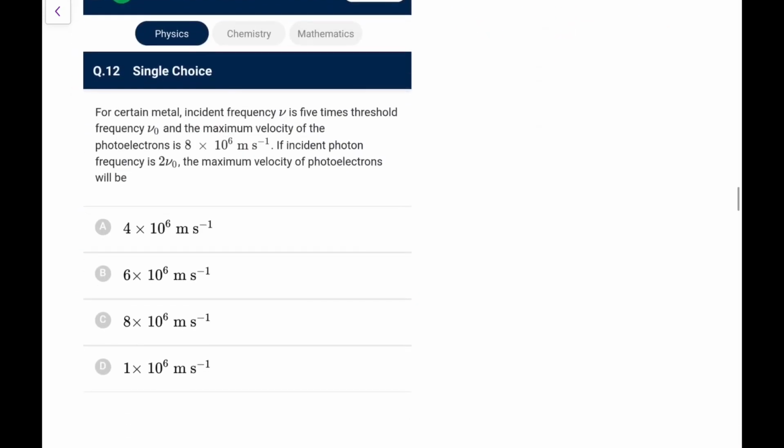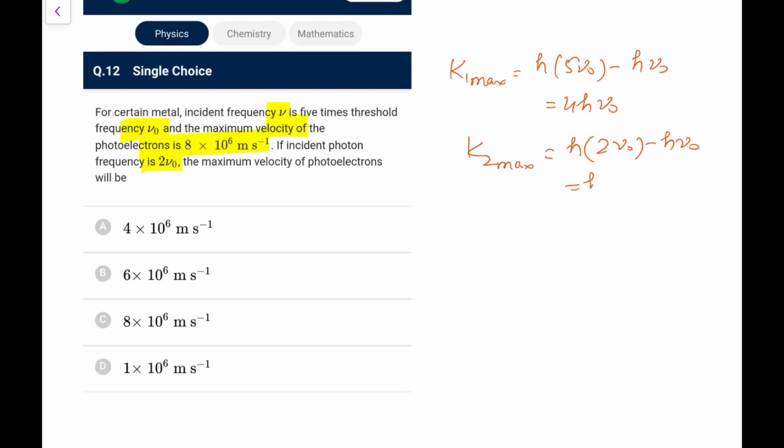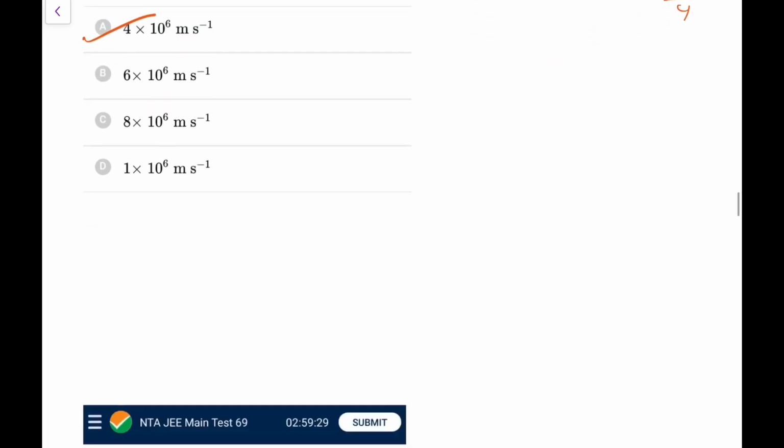Next, for a certain metal, the incident frequency is 5 times the threshold frequency and the maximum velocity of the photoelectron is this. If the incident frequency is 2 nu0, the maximum velocity will be... just remember, for the first case, K1 max would be h times 5 nu0 minus h nu0, that is 4h nu0. For the second case, the frequency is 2 nu0, so h times 2 nu0 minus h nu0, that is h nu0. I can directly say that is K1 max by 4. So if kinetic energy is 1/4, and kinetic energy is proportional to V square, V will become half, that will become 4 into 10 to the power 6. No need to go for numerical calculation.